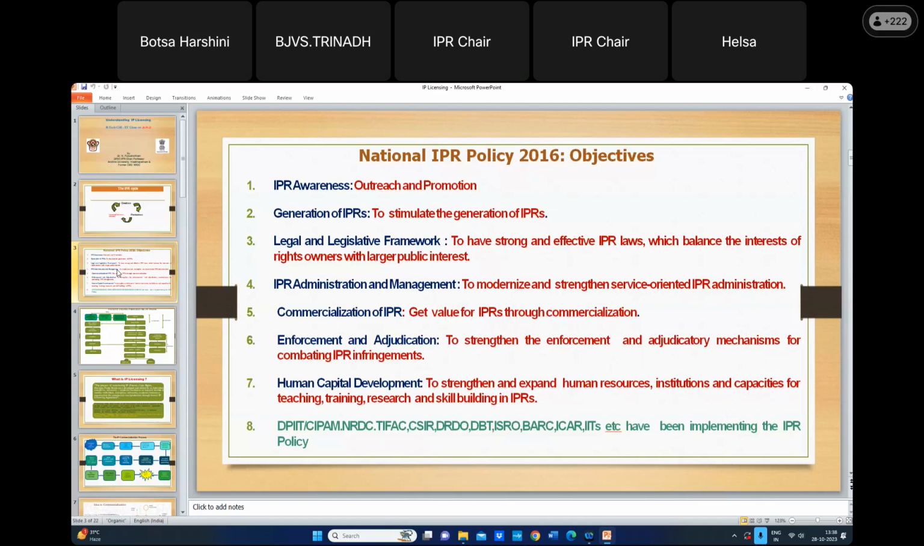How do you generate IPRs? By identifying the problem and trying to develop a solution to solve that problem. That is how we generate IPRs.